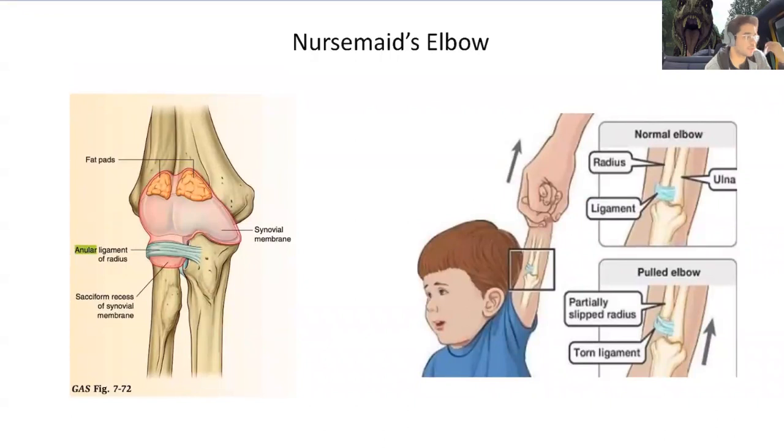So let's just say a kid is running in the playground and the nanny or someone pulls on his or her arm, and boom, it displaces the radial head. What is the cause of it? It's the annular ligament essentially allowing for the bones to be popped out, right? The radius is the one that gets popped out. So keep that in mind, okay?